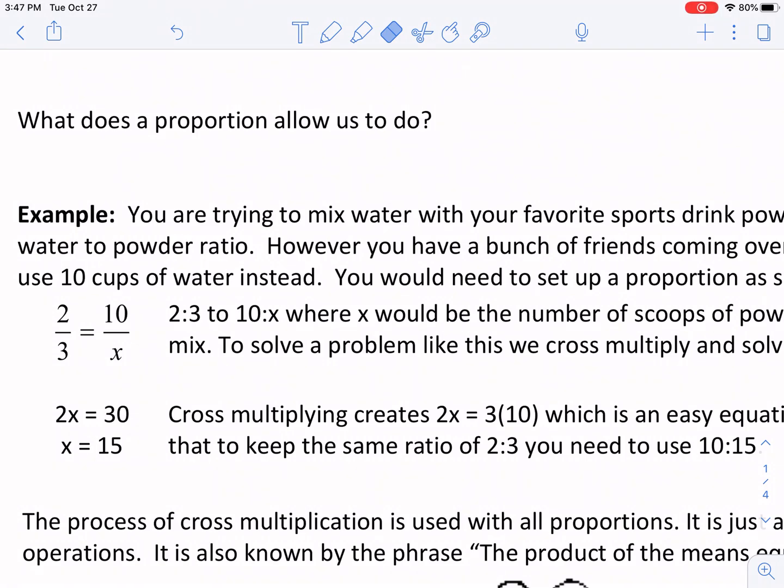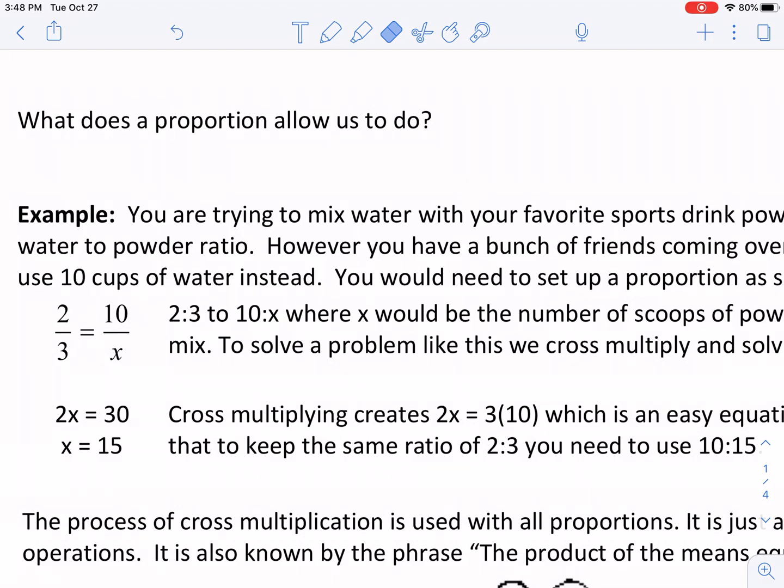Okay, in this next video, we're looking at proportions. And you might say, well, what is a proportion? Well, in terms of what is a proportion, it's really more important what it allows us to do. So it kind of plays off that idea of ratios that we looked at before. So what does a proportion allow us to do?